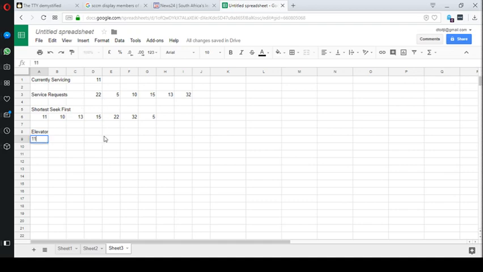So we start at 11 again. Now we can't go down, so we have to go up. The one that's just on top of that is, well, 10 is below 11, so it's not 10. Sorry, it's actually 13 and then 15, and then it's 22, and then it's 32. Can you see it's an upward movement, increasing, and now it's reached the top. So it's finished servicing 32. Now we have to go downstairs again.